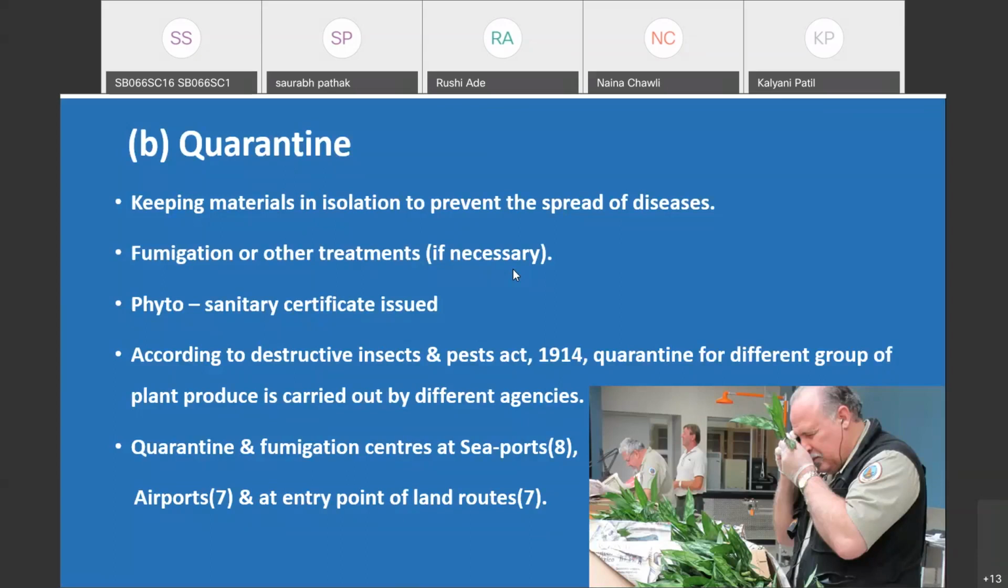Okay, if the plant material is not contaminated with insect, pest, or diseases after the treatment with the different types of chemicals, then a phytosanitary certificate is issued. Phytosanitary certificate is issued means that particular plant material is completely free from certain types of insect, pest, and diseases. Okay, a phytosanitary certificate to that particular plant material is issued.